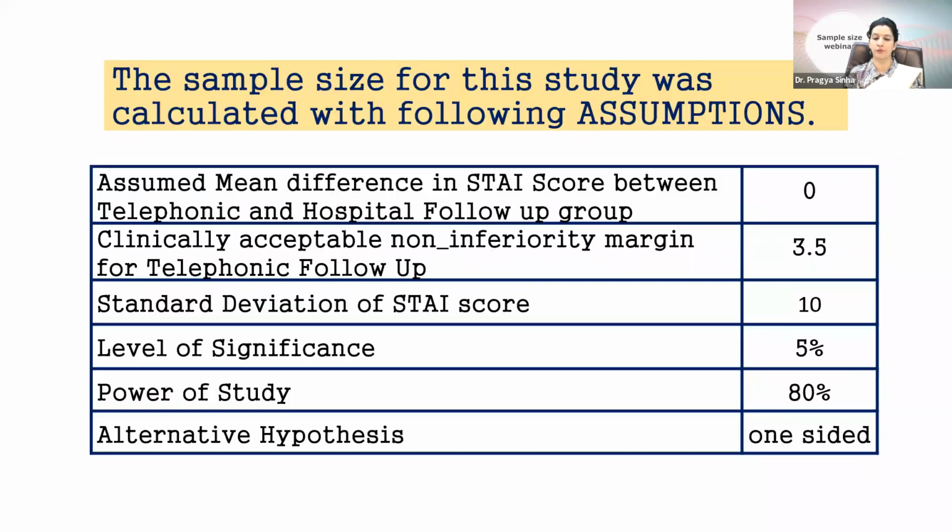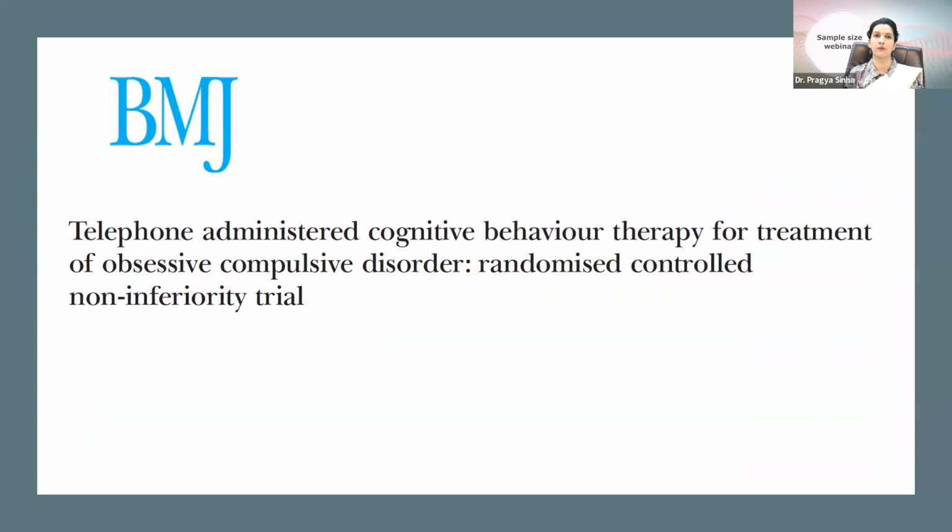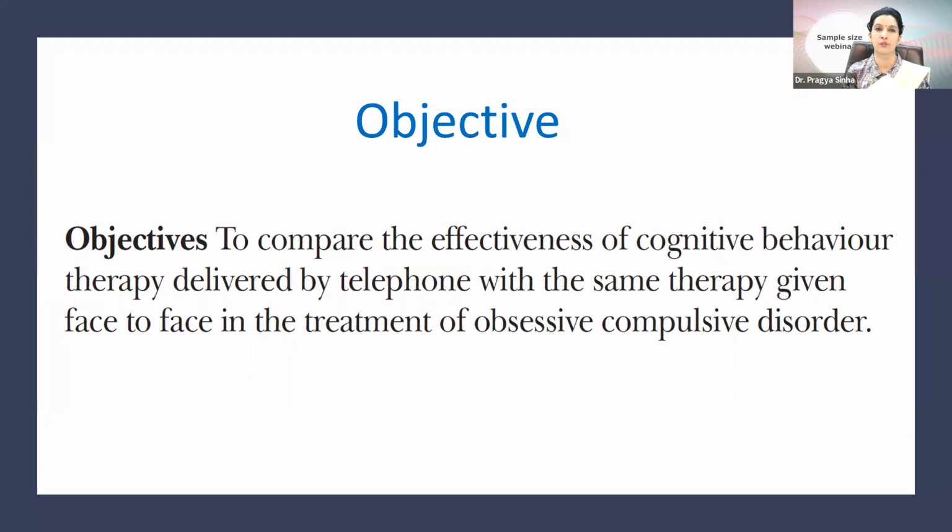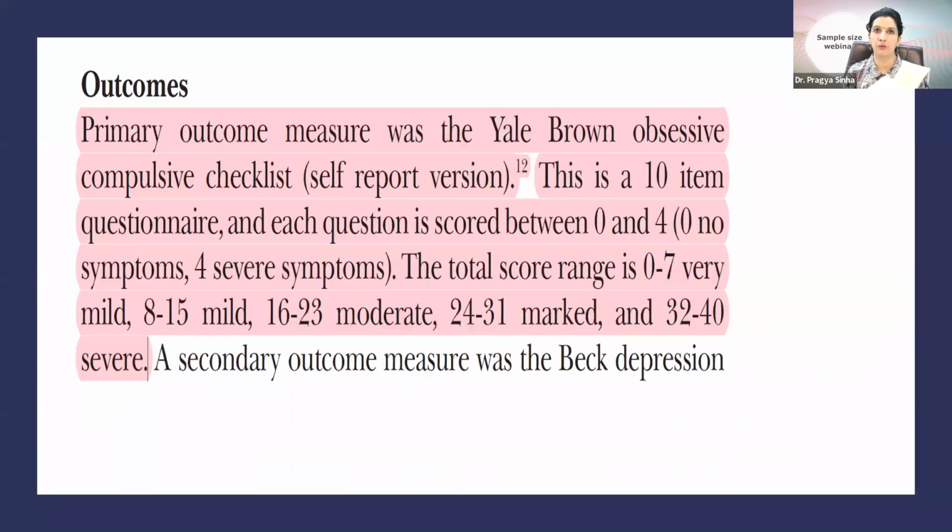So one more question for you. Telephone-administered cognitive behavior therapy for treatment of obsessive compulsive disorder, a randomized control non-inferiority trial. So this is again cognitive behavior therapy. It was being given through telephone for the treatment of OCD. So the objective was to compare the effectiveness of cognitive behavior therapy delivered by telephone with the same therapy given face-to-face in the treatment of obsessive compulsive disorder. So the primary outcome measure was the Yale-Brown Obsessive Compulsive checklist.